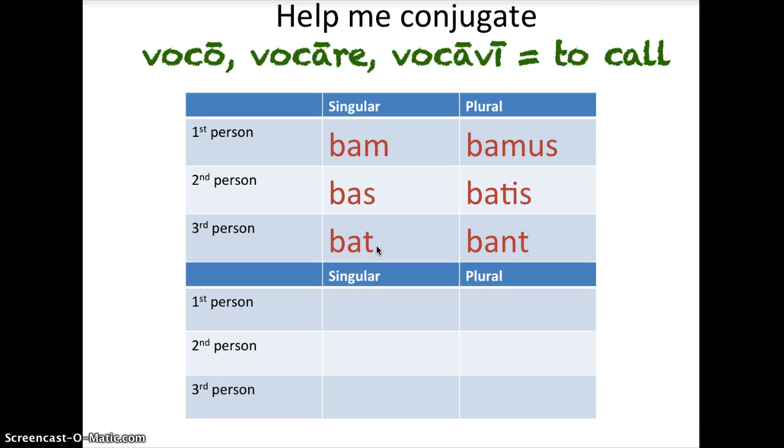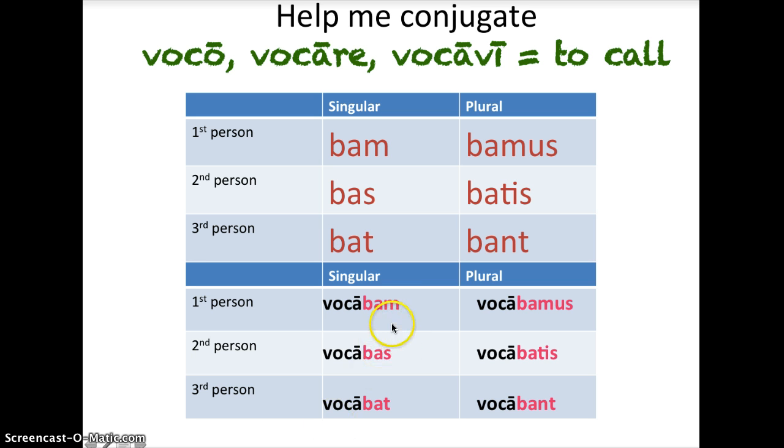Okay, help me conjugate. Voco, vocare, vocavi means to call. Again, we're going to cut off the re from the second principal part and add bam, bas, bat, bamus, batis, bant. Imperfect sheep are singing all night long. Let's look at it: vocabam, vocabas, vocabat, vocabamus, vocabatis, vocabant.